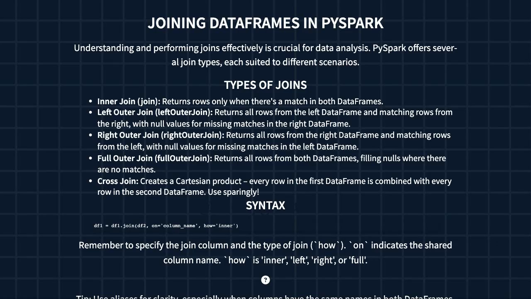The syntax is pretty straightforward. You use join and specify the data frame to join with, a column to join on using on, and the type of join using how. Don't forget aliases if your data frames have columns with similar names. It really helps keep things clear.